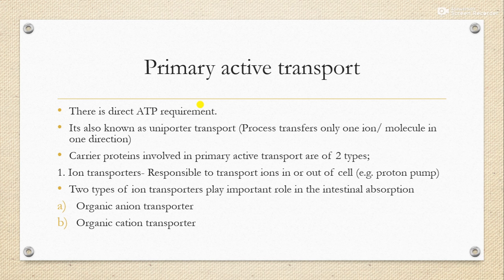Ion transporters are responsible to transport ions in and out of the cell. The common example of ion transporters are proton pumps. Two types of ion transporters play a very important role in intestinal absorption. The first being organic anion transporter, which transports organic anions, and the second one being organic cation transporter, which transports organic cations.